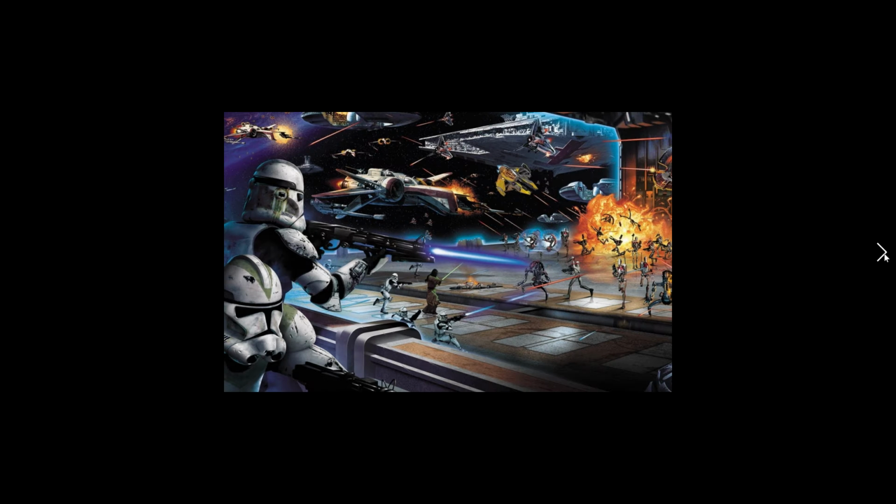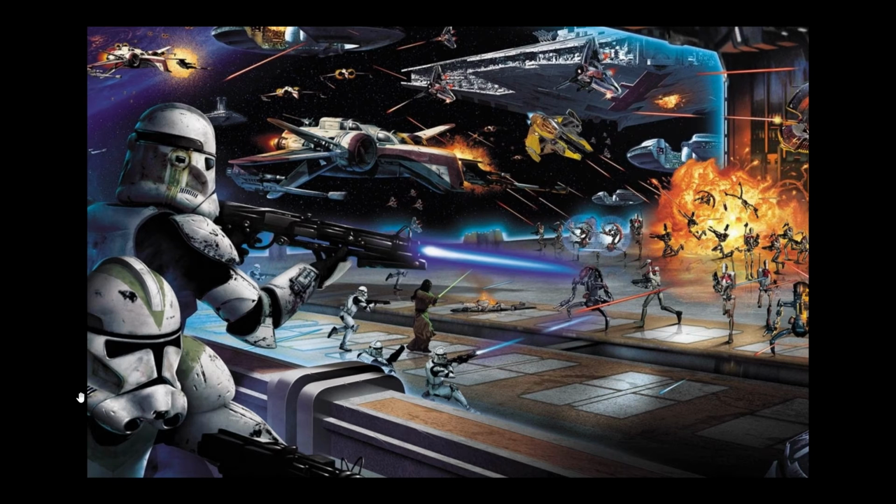It should also be mentioned that the United States of America and the Republic from Star Wars had an army of the same name. They were both named the Grand Army of the Republic. The Union Army of the United States of America was named the Grand Army of the Republic, and obviously the Republic's military from Star Wars was also named the Grand Army of the Republic.